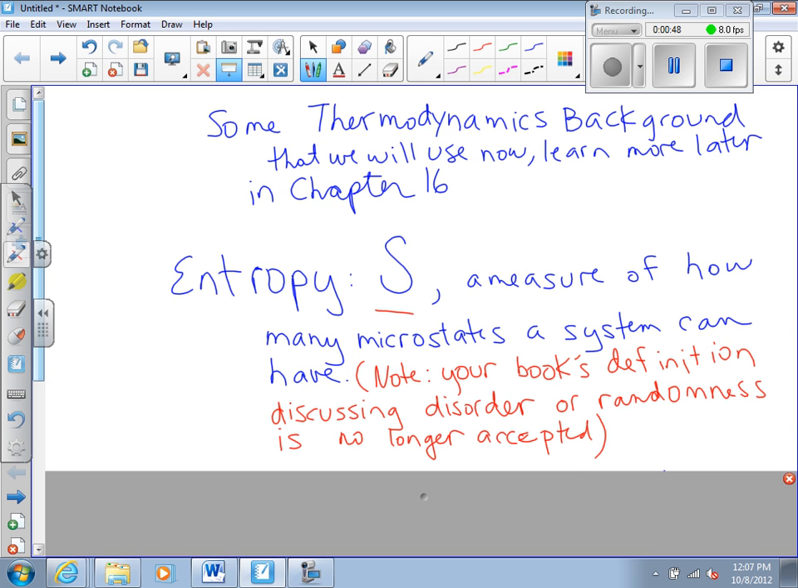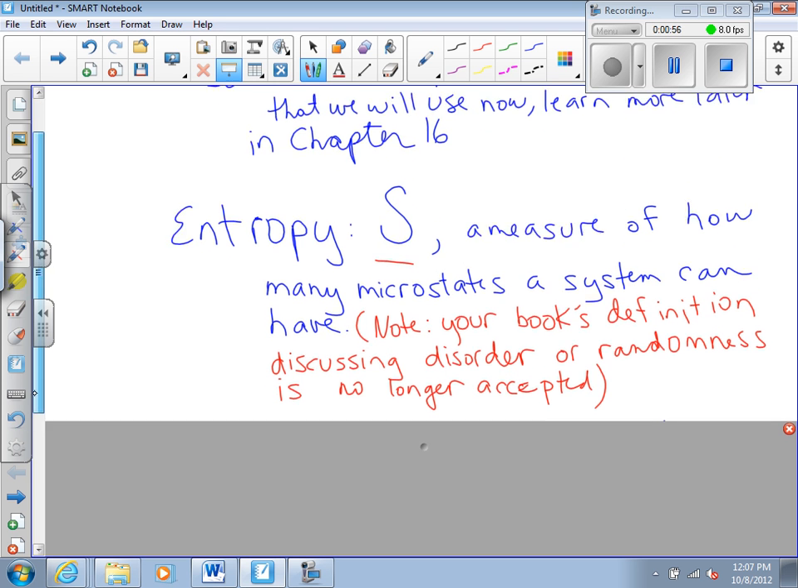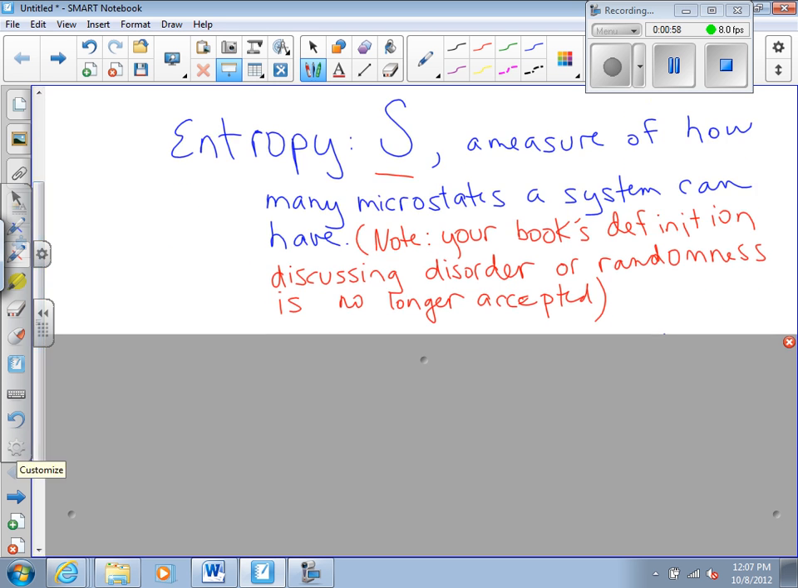Your book talks about disorder and randomness. And this particular discussion involving entropy, it's not accepted any longer, so you never want to say anything about disorder or randomness when discussing entropy. Rather, entropy is just a measure of how many microstates a system can have.